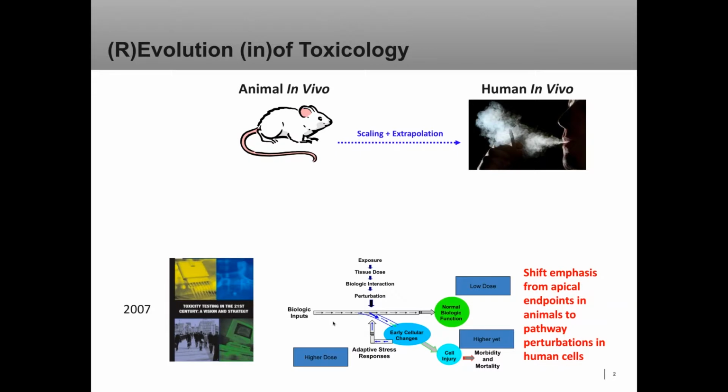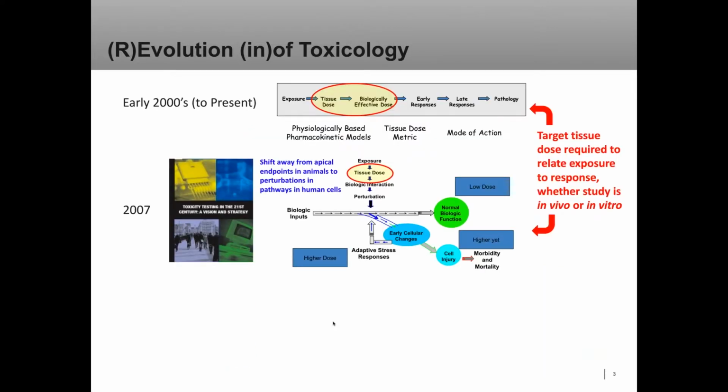Since the landmark 2007 National Academy of Sciences report, Toxicity Testing in the 21st Century, there's been progressive emphasis towards improving our ability to measure and model biological pathways in human cells, currently referred to as adverse outcome pathways, or AOPs, that lead to adverse outcomes rather than apical endpoints in animal studies. But note that defining the biologically relevant dose to target tissues has always been a key component for extrapolations, even with a focus on adverse outcome pathways, whether the studies are in vivo or in vitro.